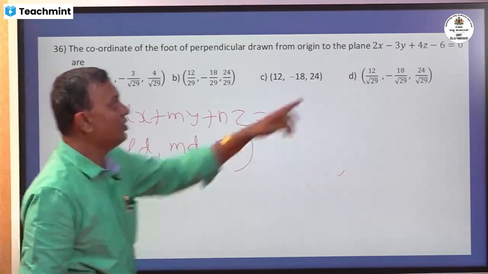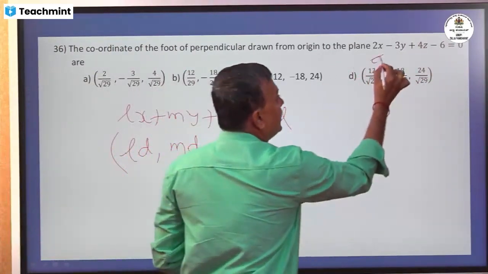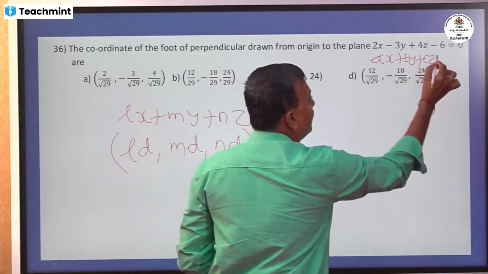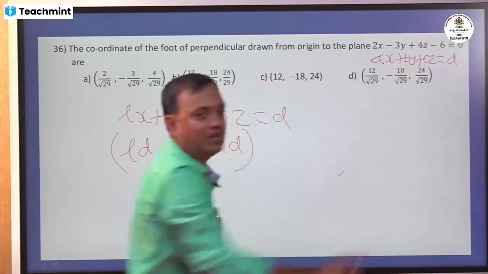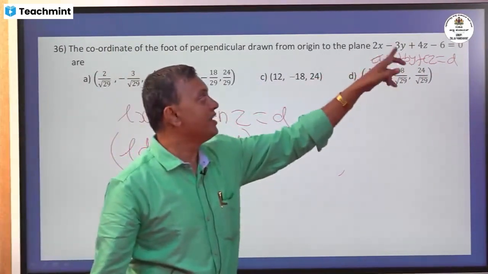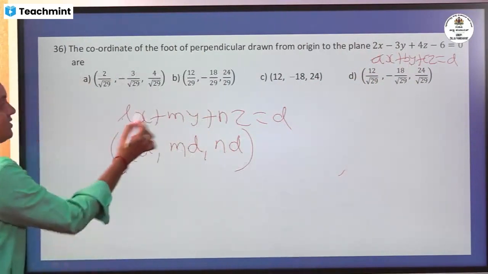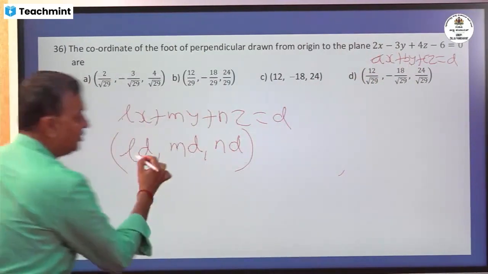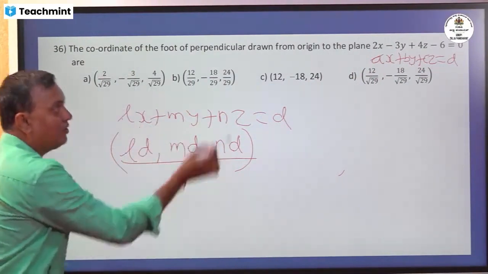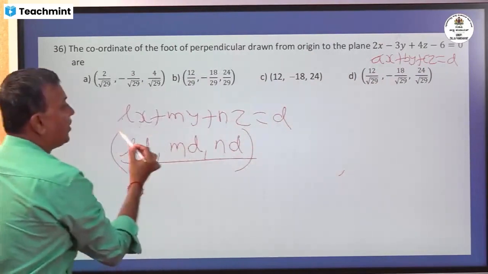But here it is not given as lmn, here it is like this: ax plus by plus cz minus d equals 0. Here a, b, c, which are 2, minus 3, 4, are direction ratios, not direction cosines lmn. You should know this result. So first we need lmn here. This equation must first be reduced to this form.